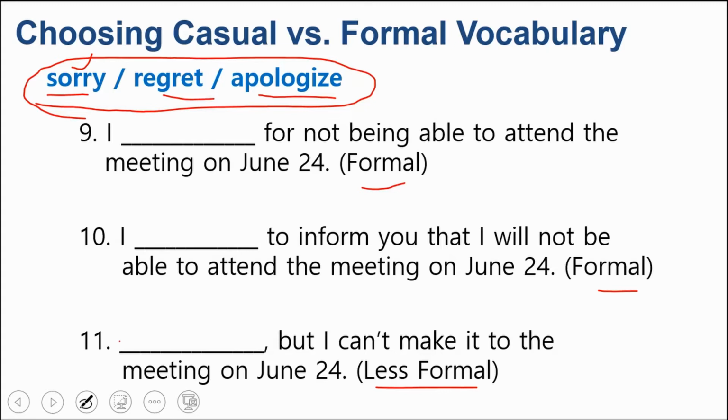Well, do you remember in a previous unit we talked about collocations? What words usually go with what other words? And if you study apologize, hopefully you also study the words that collocate with apologize. What word is normally associated with apologize? Well, you'll notice that for is usually associated with apologize. So we would say, I apologize for. I apologize for what? Not being able to attend the meeting on June 24th. So apologize would fit here, and that is formal.